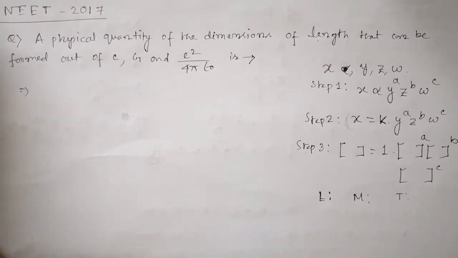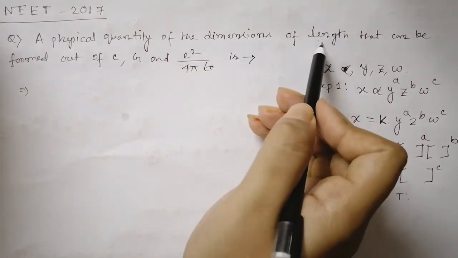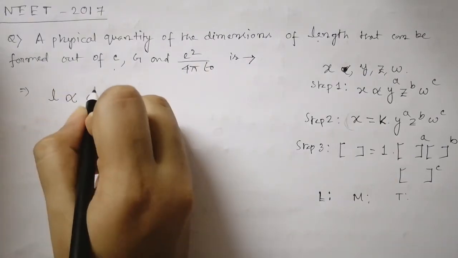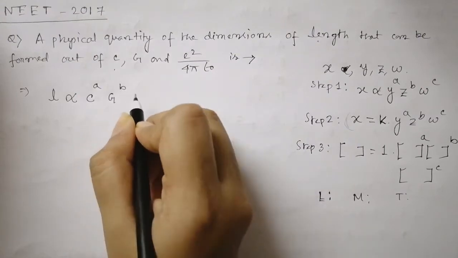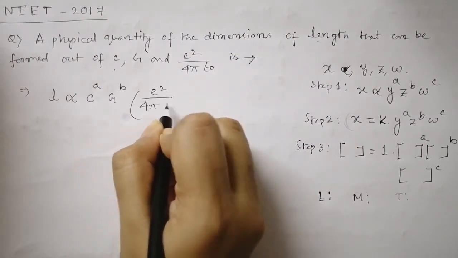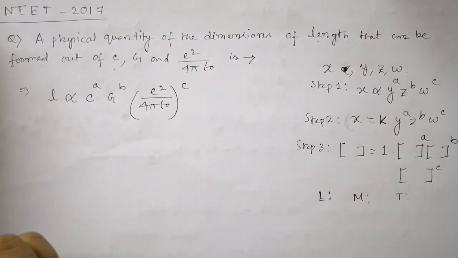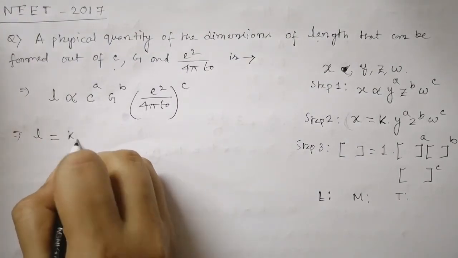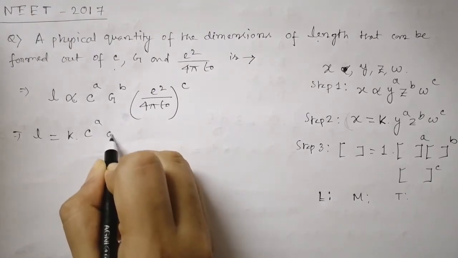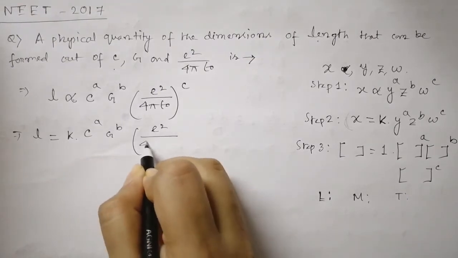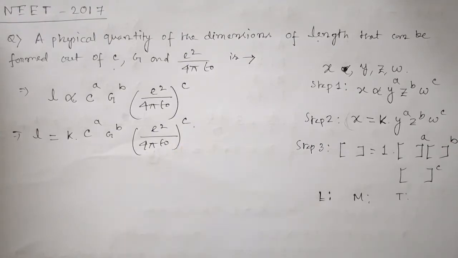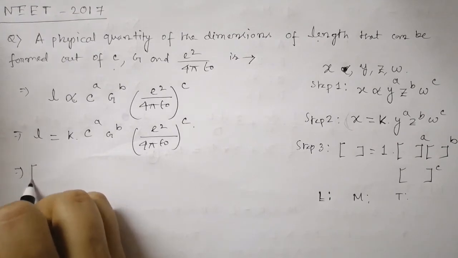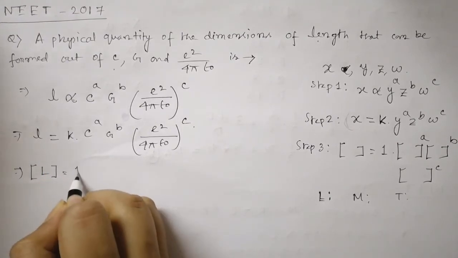So let's do this. They have asked to find the relation of length with c, G and this quantity. Let length be proportional to c to the power a, G to the power b and e square by 4 pi epsilon naught to the power c. Next step, replace the proportional sign with a constant K, c to the power a, G to the power b and e square by 4 pi epsilon naught to the power c. Next step, put the original dimensions. The dimension of length is L, the dimension of the constant is 1.